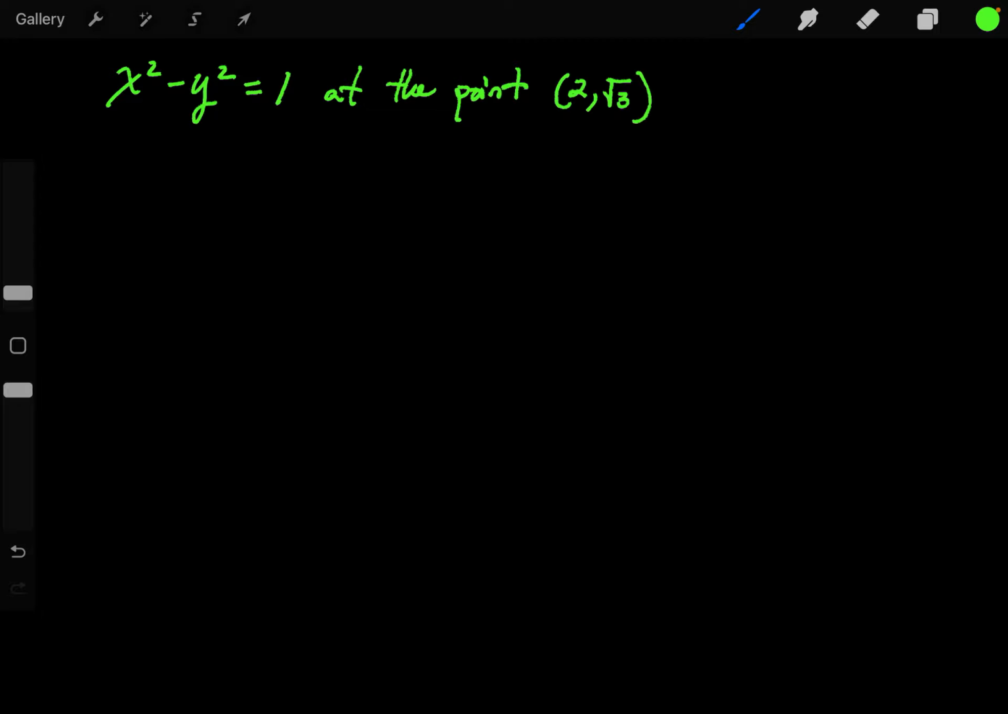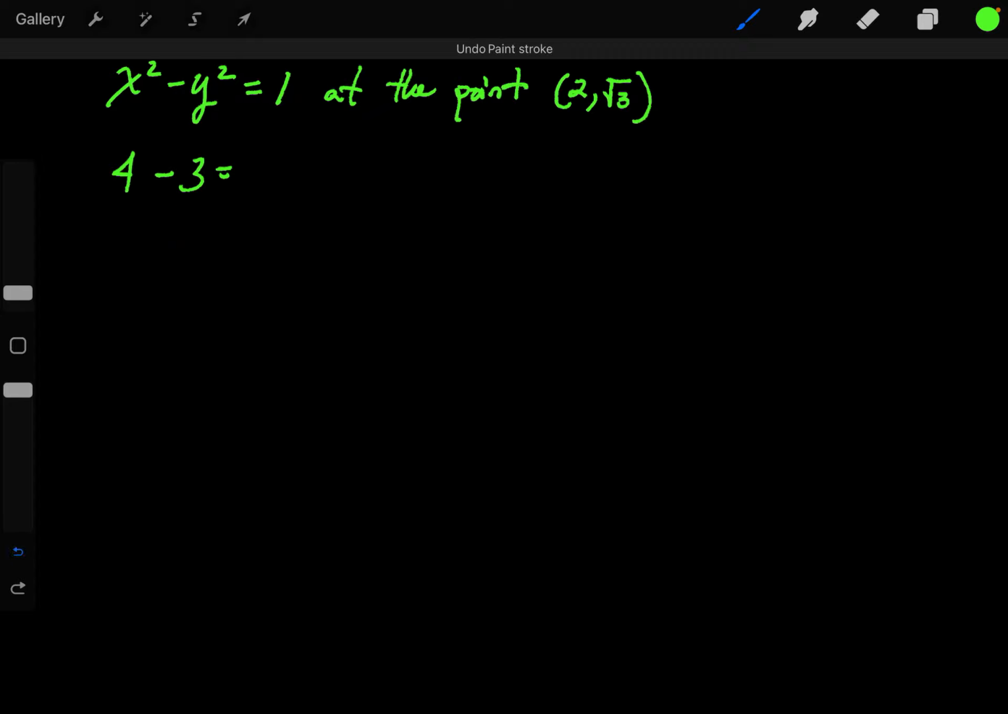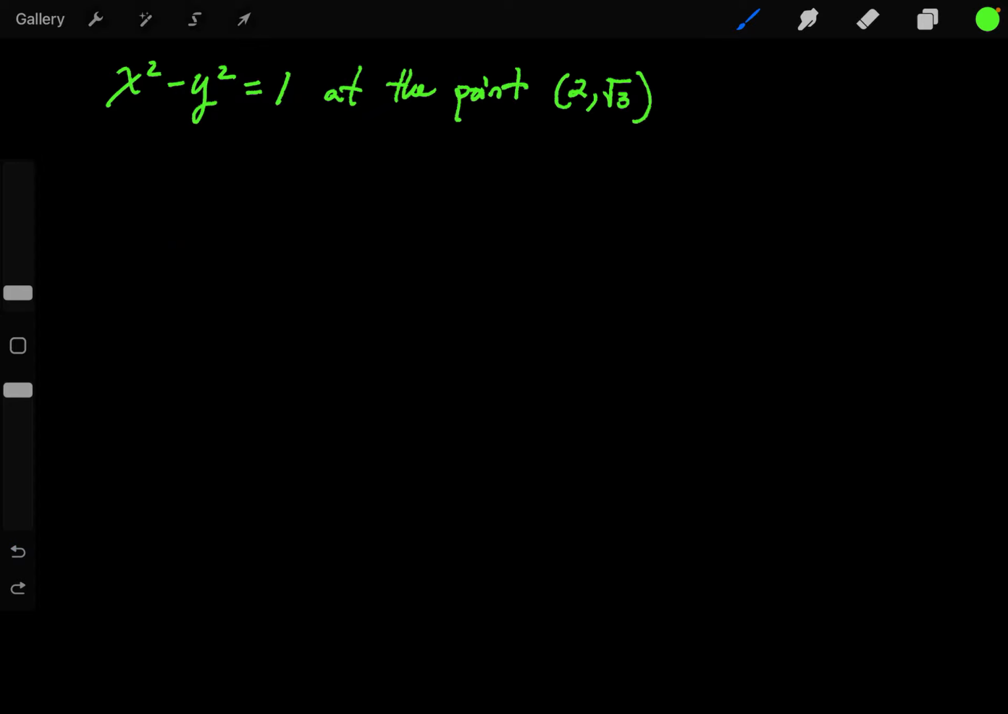So if x is 2, you get 4 minus the square root of 3 squared, which is 3, and 4 minus 3 does indeed equal 1. So this point is on this curve. And that's a good way to make sure that the point they're talking about is actually on this curve.